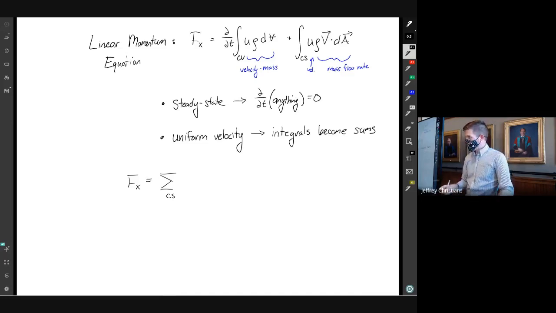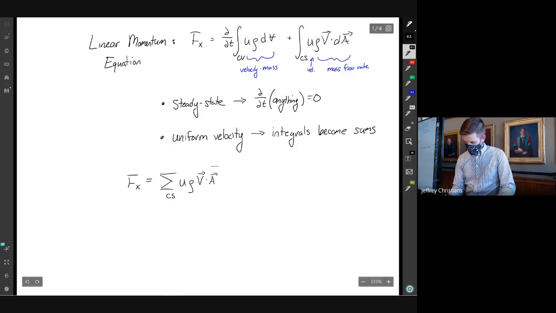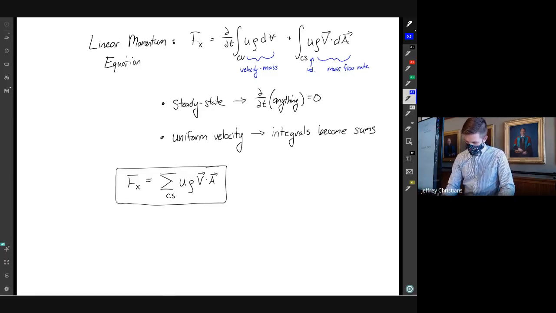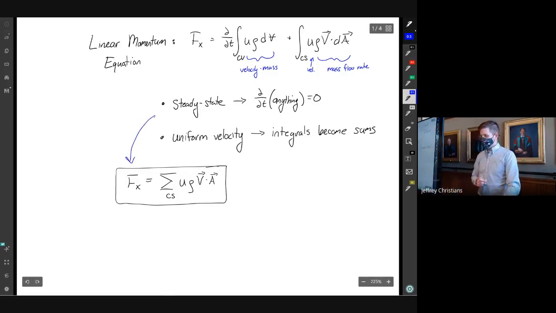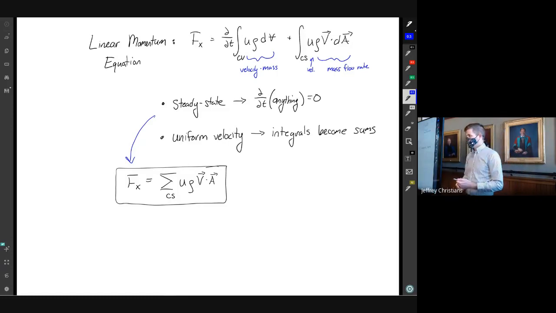This gets us to a sum over all of the control surfaces that we have of u rho v dot, not dA, just A. These directly simplify our linear momentum equation down into this. It's still going to be a little bit weird and unwieldy, and it'll take some practice to get used to how to use this, but functionally it's going to be easier than dealing with the integration.